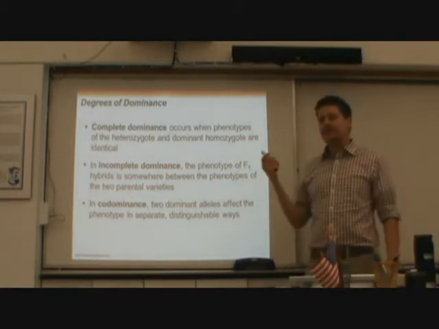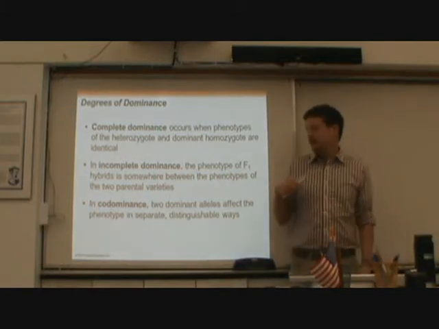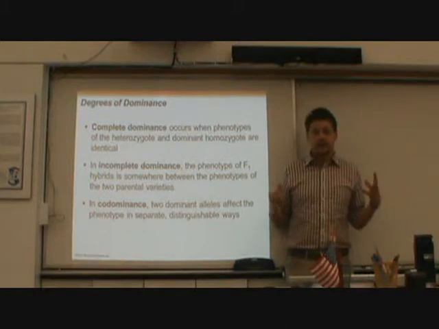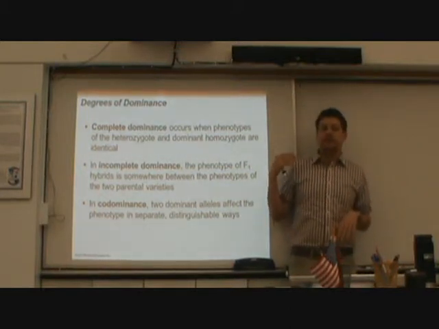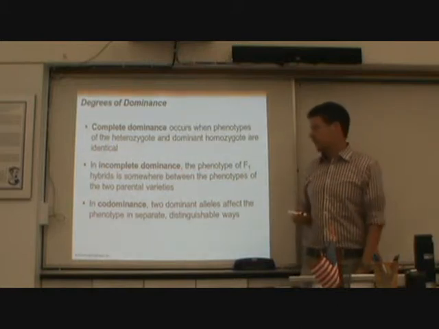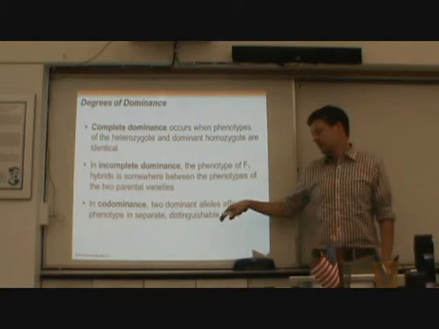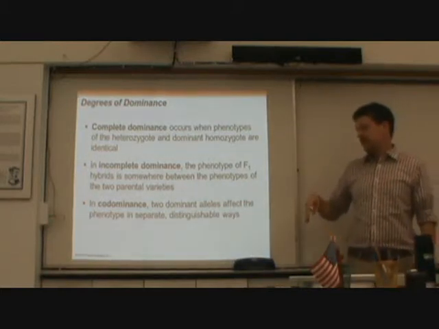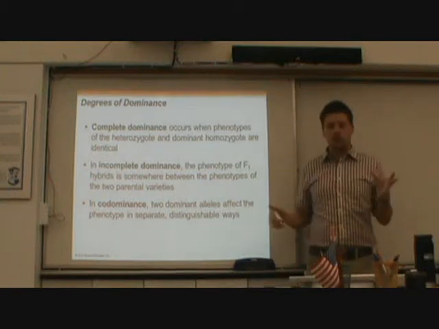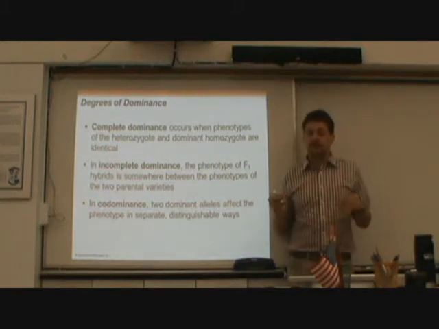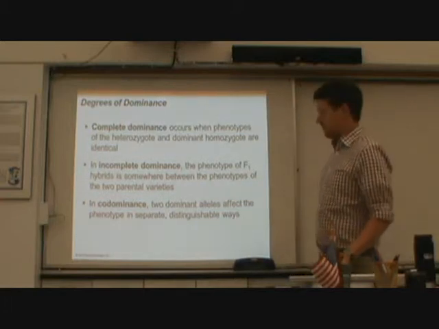But there's also incomplete dominance. And in incomplete dominance, you have the heterozygotes showing a mix between the dominant trait and the recessive trait. And then there's codominance. And in codominance, you have two dominant alleles affecting the phenotype in separate, distinguishable ways. So they're both showing their own characters. And we'll see an example of that as well.